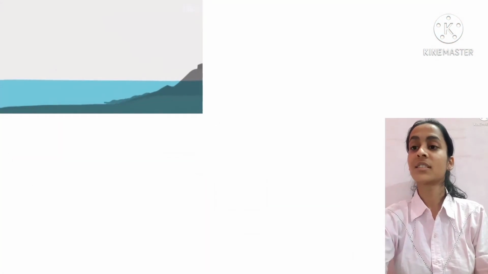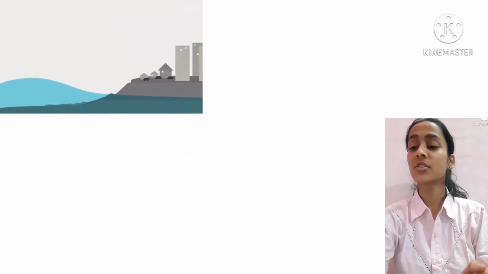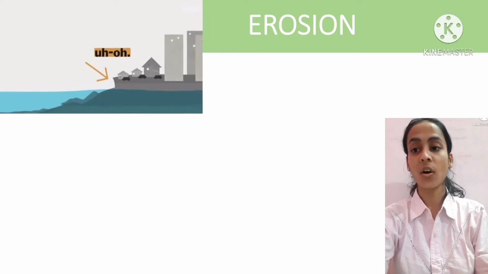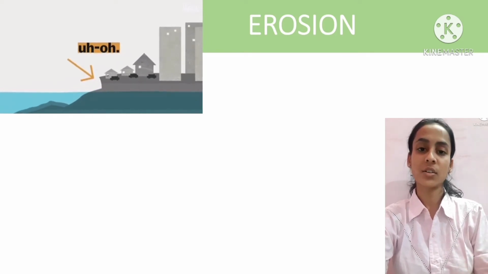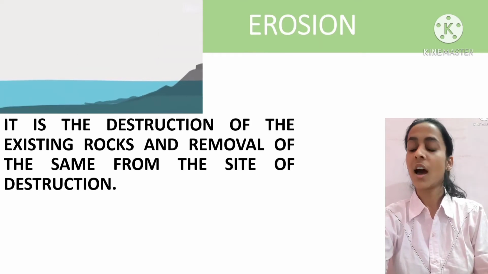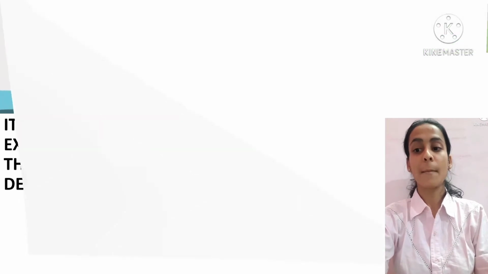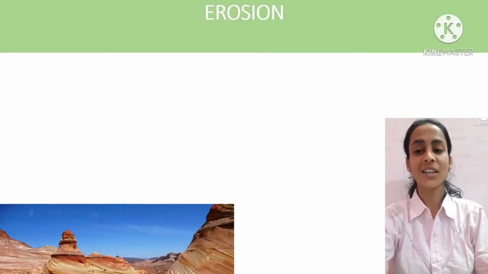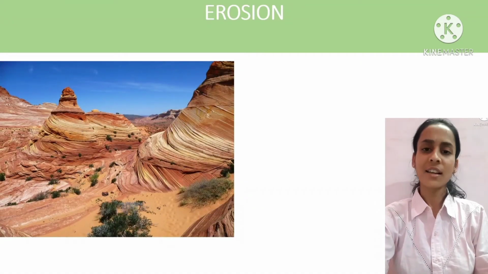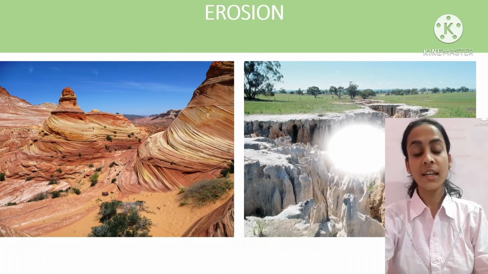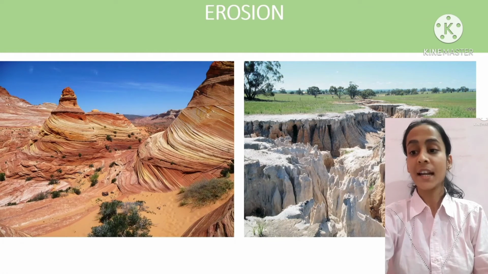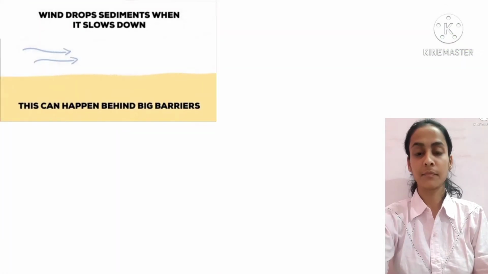The second process is erosion. It is the destruction of pre-existing rocks and their removal from the site of destruction. Again, there are a lot of ways that rocks can be moved, such as by wind, water, ice or gravity, or other external forces. Often, weathering and erosion take place at the same time.